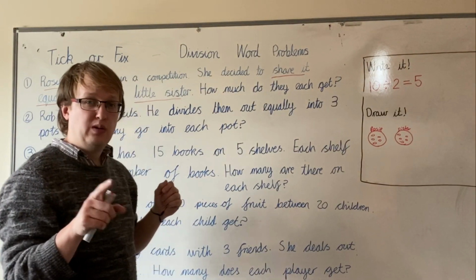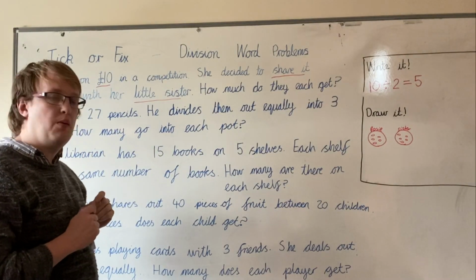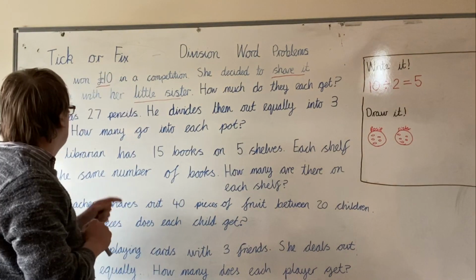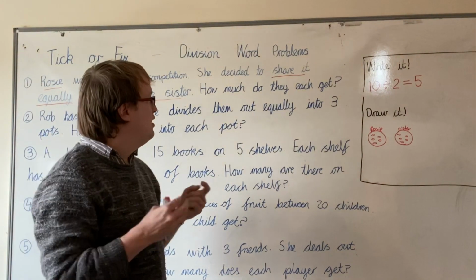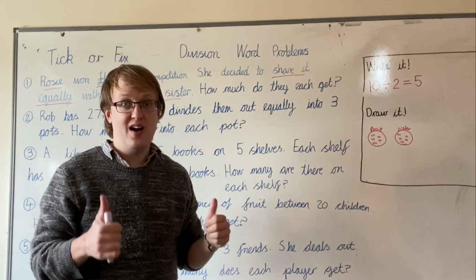Now let's check our answer. Rosie won £10 in a competition. She decided to share it equally with her little sister. How much do they each get? 10 divided by 2 equals 5.